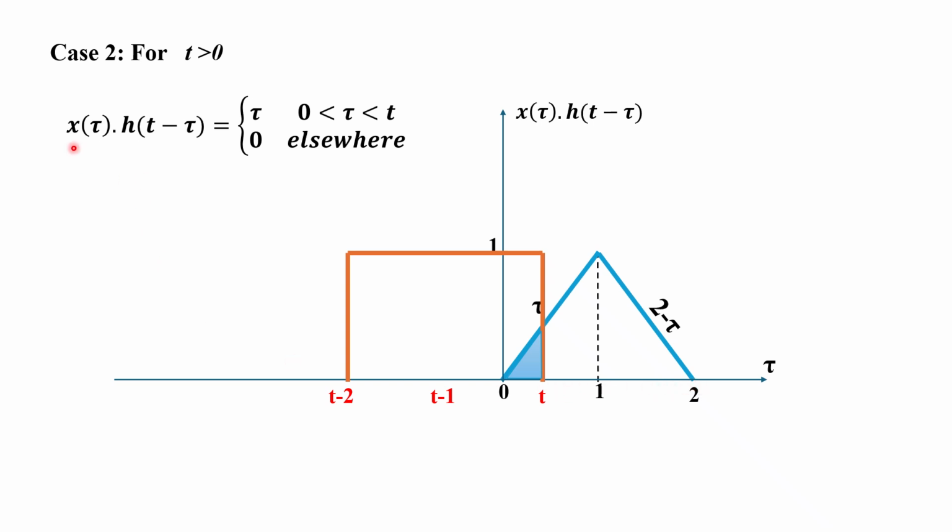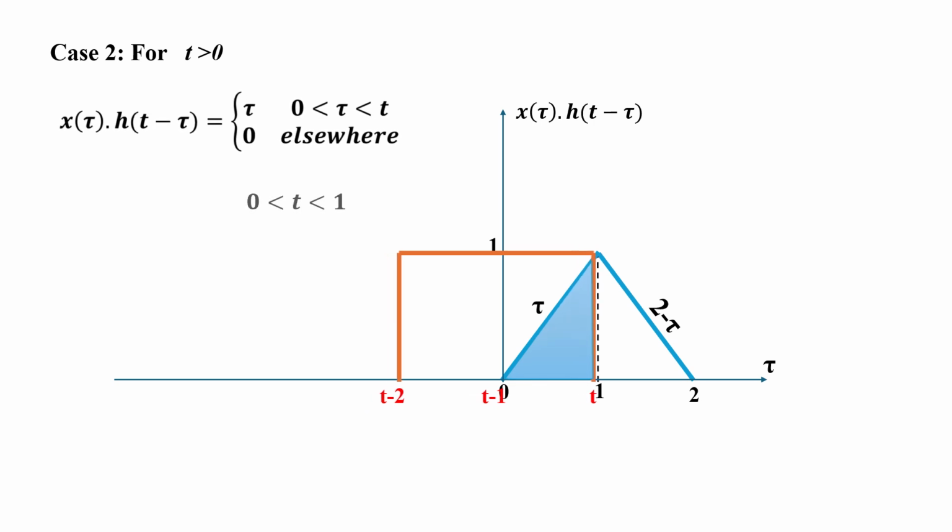Hence we express the product x of tau into h of t minus tau as tau for 0 less than tau less than t, and it is 0 elsewhere. So this definition holds for the value of t ranging from 0 to 1. Okay. But further, when we increase the value of t from 1, the definition changes.